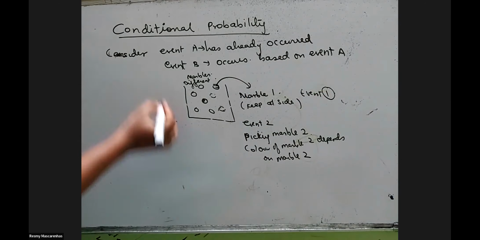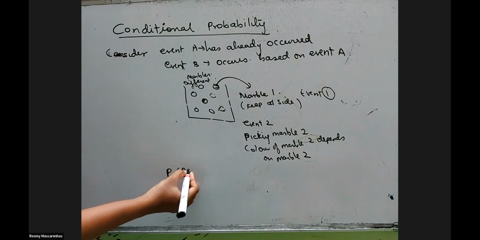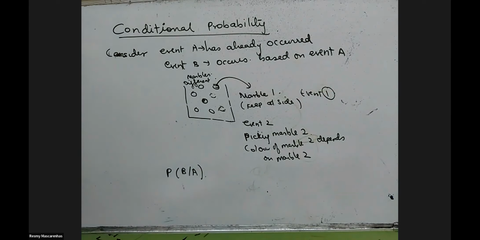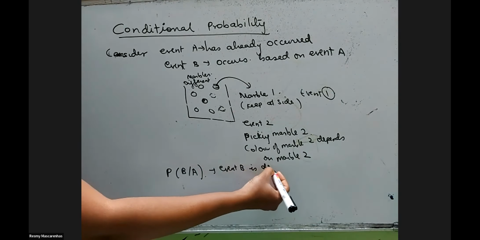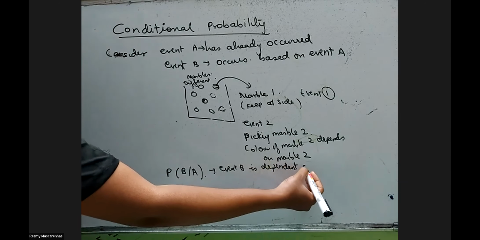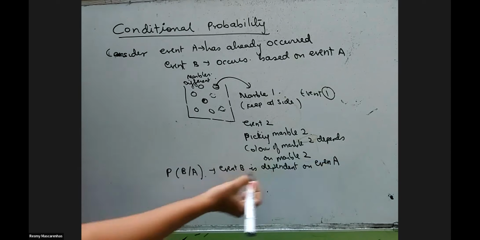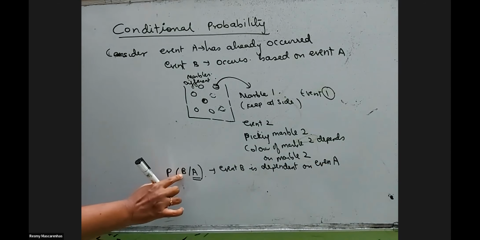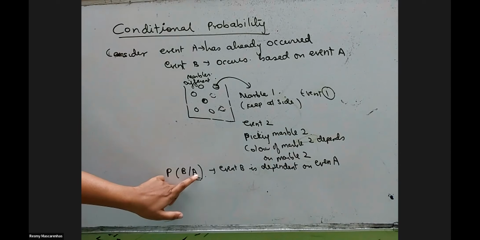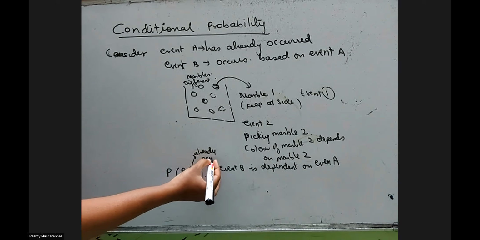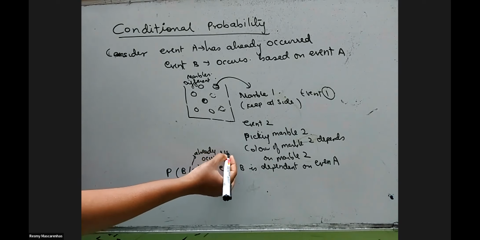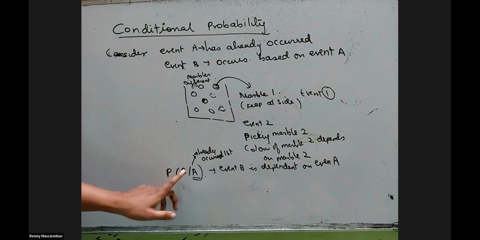Now, how to write conditional probability, this is important. Here, B is dependent on A. That is, event B is dependent on event A. Whatever is here in the denominator has already occurred always. B is dependent on A. It has already occurred first, and B is dependent on A, always to be read like that.